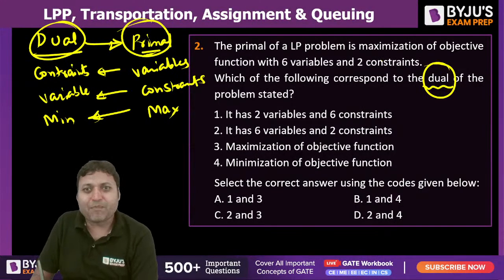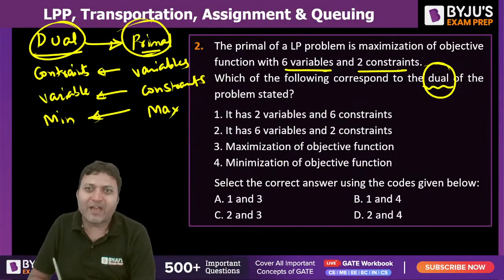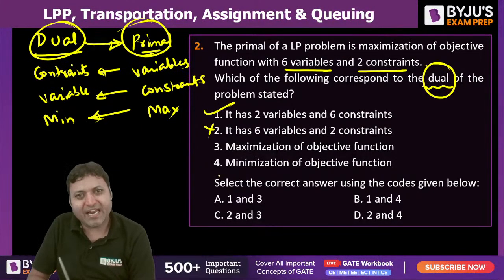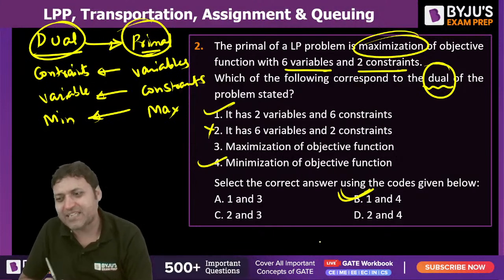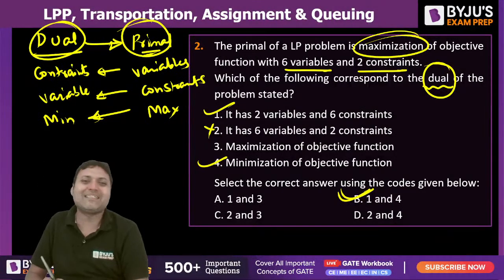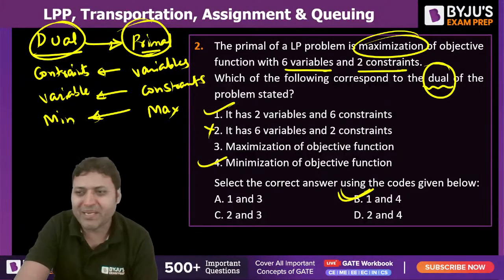Because the primal problem is having 6 variables and 2 constraints, the dual will have 2 variables and 6 constraints. 1 is correct, 2 is incorrect, and the primal is a maximization problem, so the dual is minimization of the objective function. 1 and 4 is correct. Option B. B is the right answer.